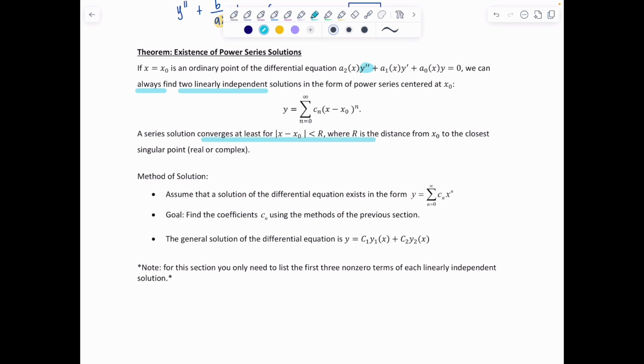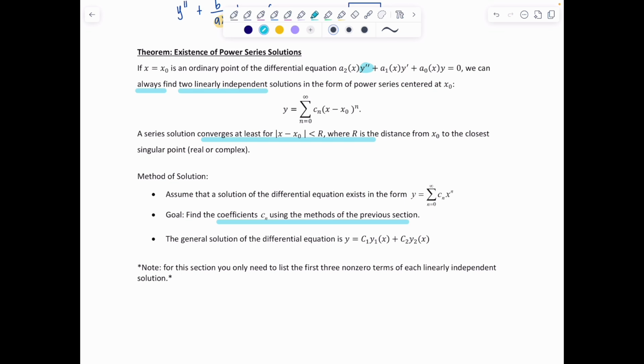Here's the method of solution that we're going to apply. First, assume that a solution of the differential equation exists in the form y equals the sum n equals 0 to infinity c sub n x to the n. That's not such a wild assumption if you think about it, because we just require that a function be analytic near a certain point and not too difficult to satisfy for these kinds of differential equations that we're solving. Our goal is to find the coefficients c sub n using the methods of the previous section. You guys are professional by now. You should have this under control.